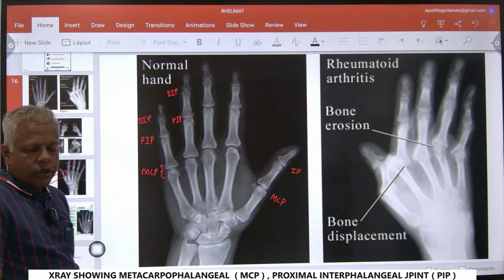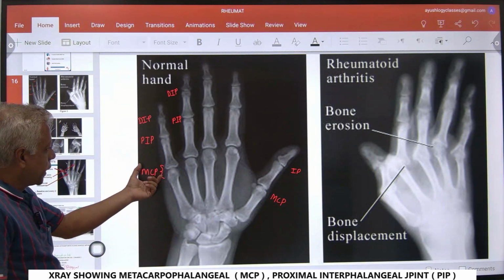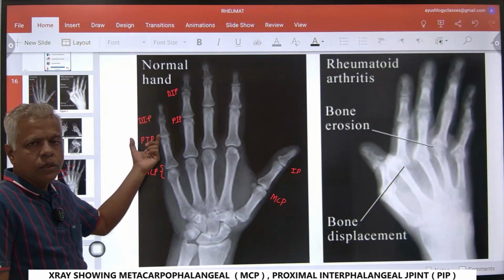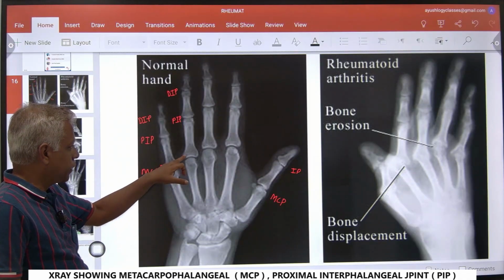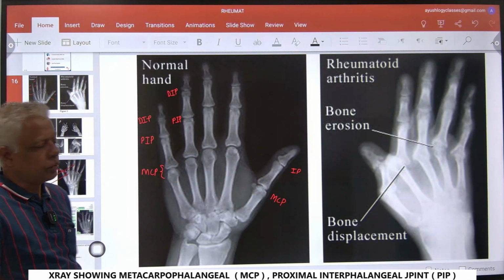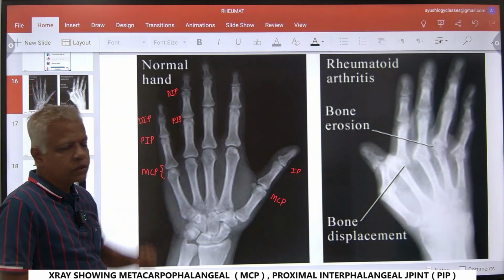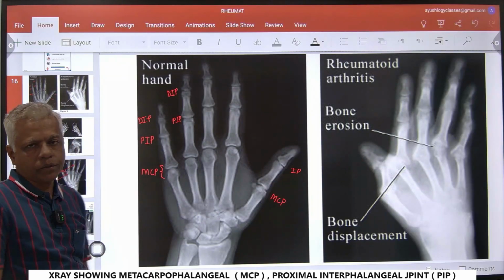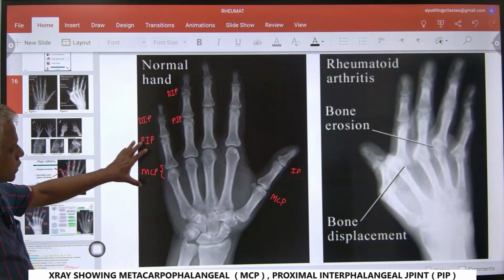In rheumatoid arthritis, what we have seen is that the metacarpophalangeal joints are involved and the proximal interphalangeal joints are involved. So see these metacarpophalangeal joints, these joints are involved in rheumatoid arthritis, and also the proximal interphalangeal joints are involved in rheumatoid arthritis. So your concept must be clear.